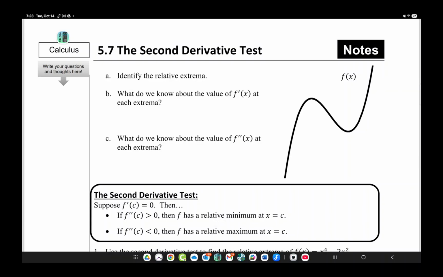Nice. Second derivative test. So, there's another way to find local max and mins that is a little bit different.